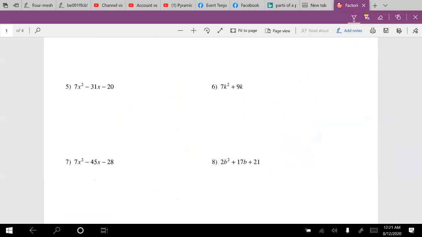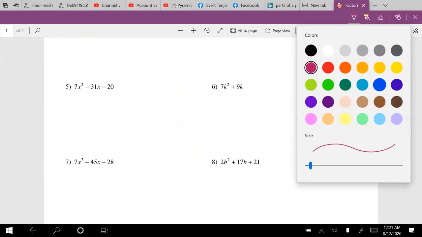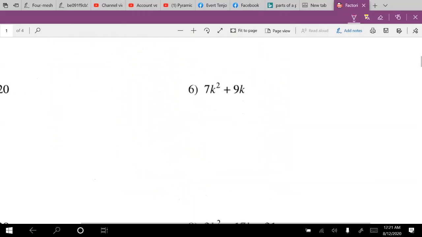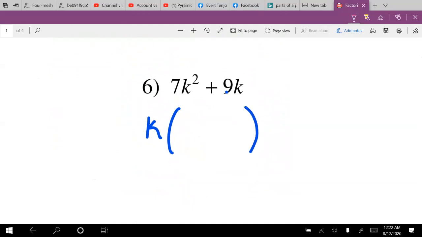Let's try this. This is easy. We can just find the common terms. Let's see the common terms on both sides. What is common? For number 6, I can see K is common on both sides. 7 and 9 do not have a common factor, so we're just going to leave that. So we're going to divide this factor by this K. So remember, this is K to the 1, and that's K to the 2.